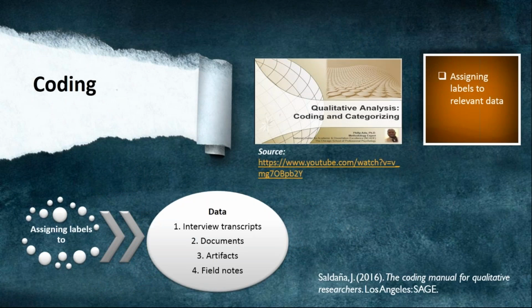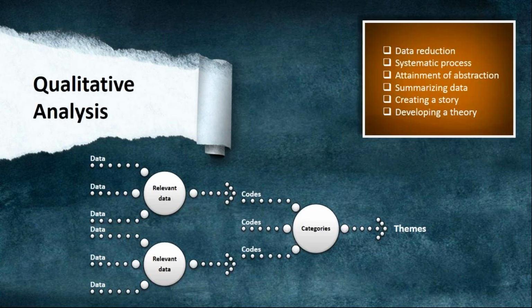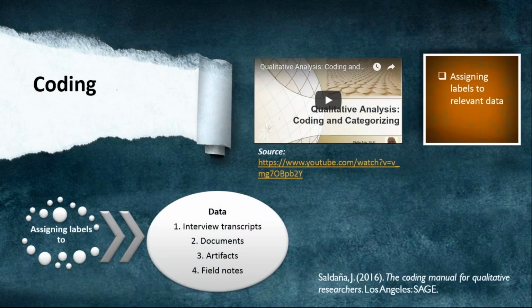So coding is a subset of qualitative analysis, right? Qualitative analysis is like the big picture of analyzing the data. Coding is where you go through the data, whether it's an interview transcript, a document, an artifact or field notes, and try to identify significant information. How are you going to identify the significant information? Your research question, right?